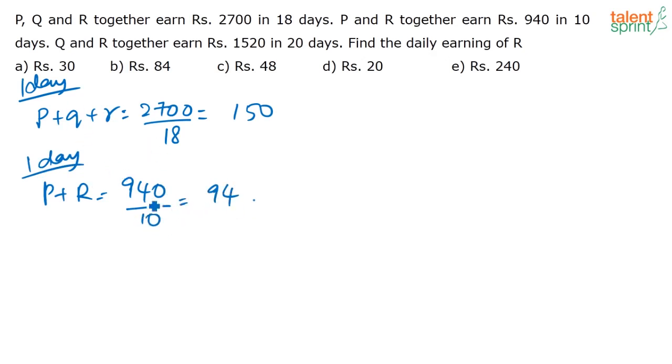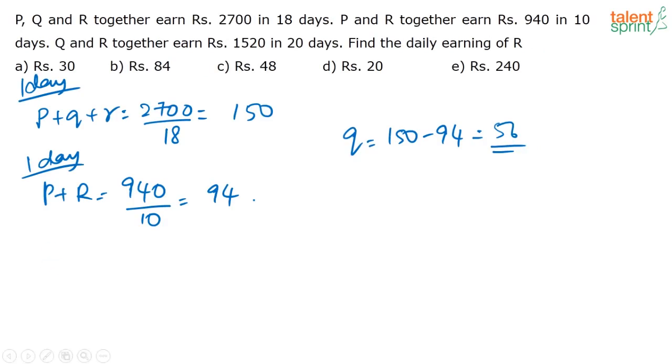Very easy. From here you can find out how much Q is earning per day. Correct? See, P plus Q plus R is 150 per day. Per day P plus R is 94. So, Q is equal to 150 minus 94, or that is equal to 56. So, Q earns 56 rupees per day.